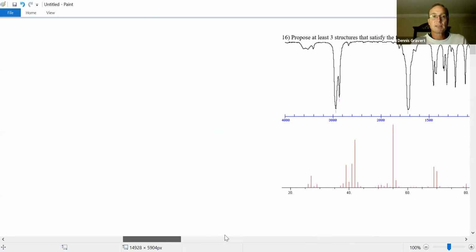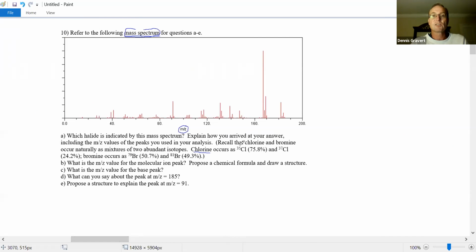And that's actually what they tell you here. Chlorine occurs as chlorine-35, 75% of the time, 75.8. And then chlorine-37, 2 mass units higher, 35 up to 37 is 2 mass units. That happens roughly 25% of the time.